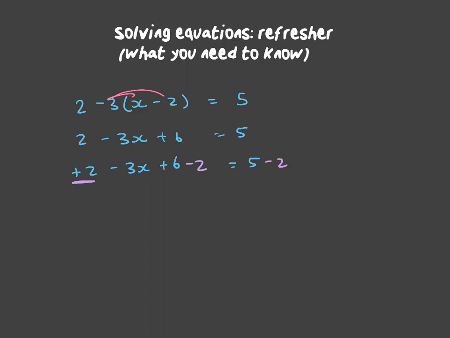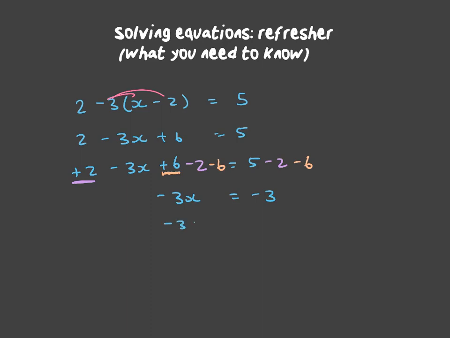And how do I get rid of the plus 6? So there's a plus 6. So I need to minus 6 on the left-hand side and minus 6 on the right-hand side. So what do I have? I've got negative 3x there is equal to 5 minus 2 minus 6, which is equal to, what's that? 3 minus 6 is equal to negative 3. Right. And what does that mean then?